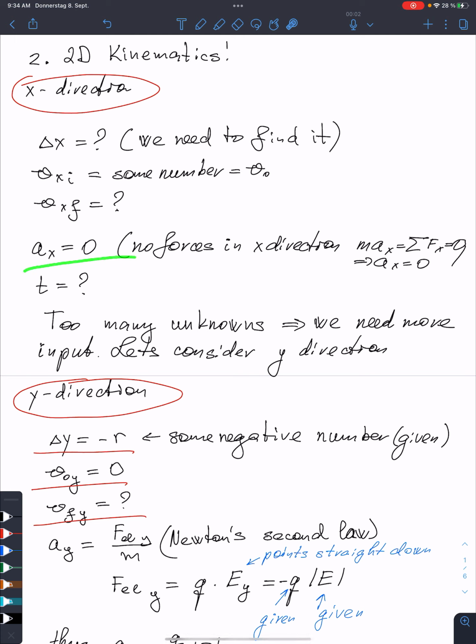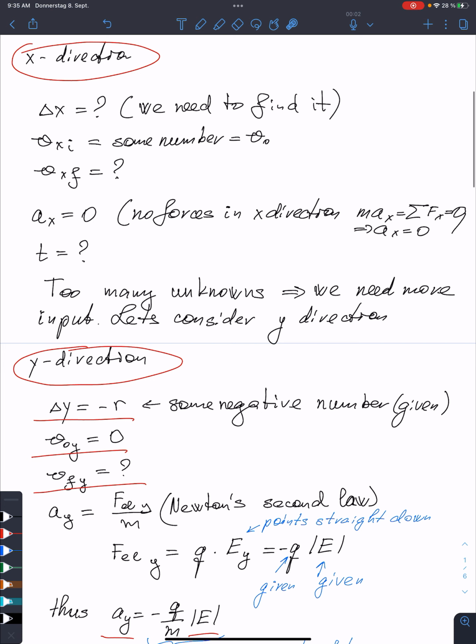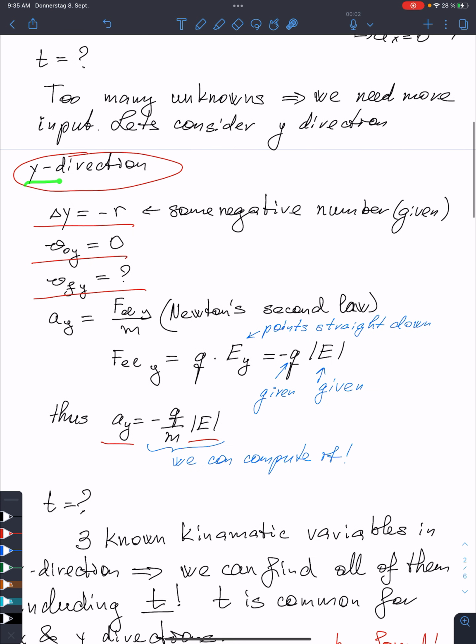The acceleration in the x direction is actually known because there are no forces in the x direction, and therefore Newton's second law tells us that the acceleration in the x direction is 0. The time the particle traveled is also unknown. So there are too many unknowns. In order to solve the kinematic equation, we need to have 3 known variables, and here we have only 2. So we will not be able to solve this problem by just using the x direction, and therefore we will proceed to the y direction as well.